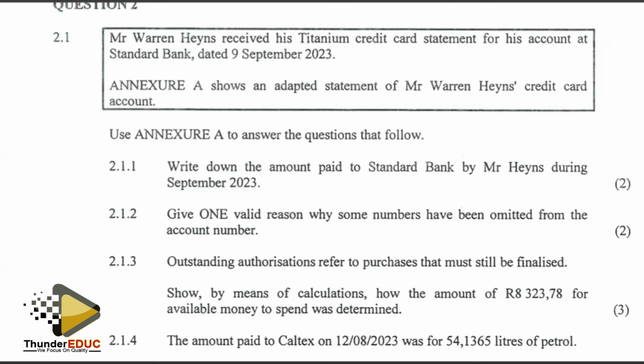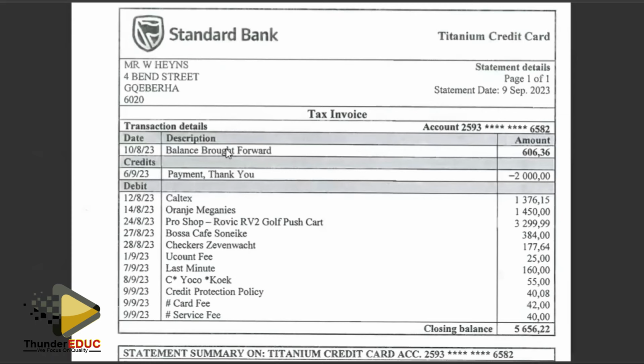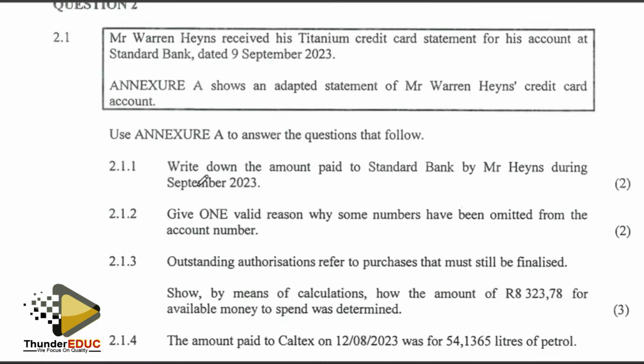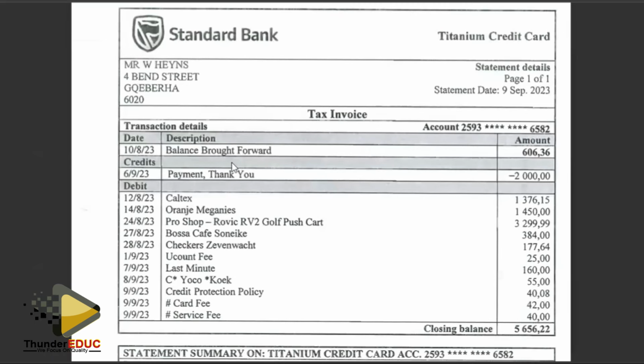All right, there we go. We look at their annexure. This is their annexure. And then we go back to the question. The question says, write down the amount paid to the Standard Bank by Mr. Haynes during September 2023.